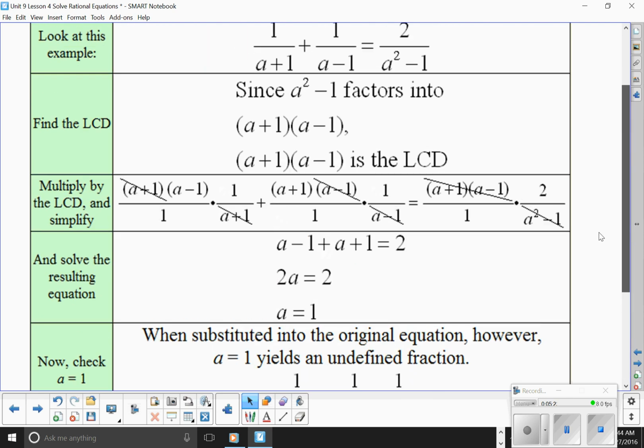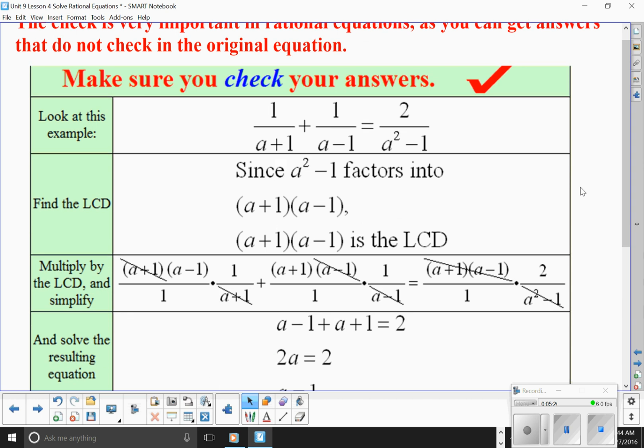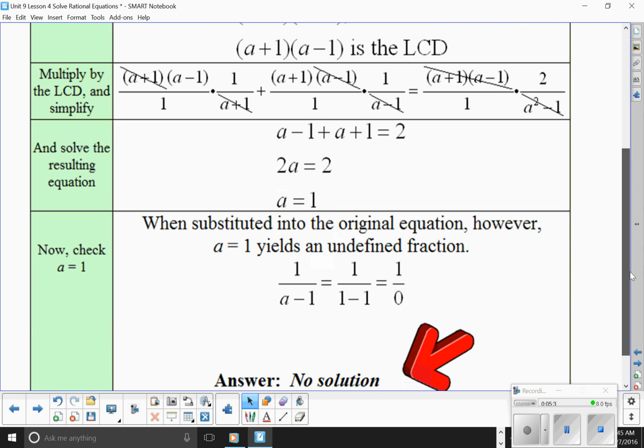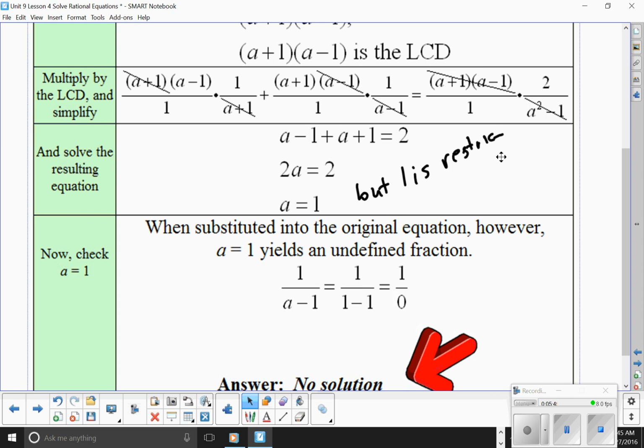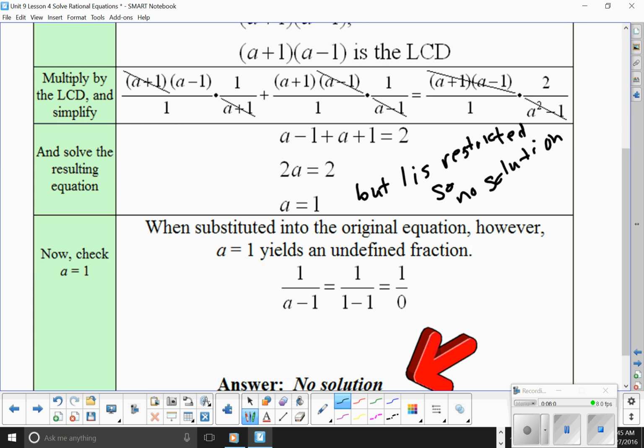Now, did I have to go through the whole check? No. Up here, I could have said a does not equal negative 1 or 1. Then, when I solved and I saw that a equals 1, I could say, but 1 is restricted, so no solution. So I could actually do it either way. I could do the check at the end, or I could figure out the restrictions in the beginning.